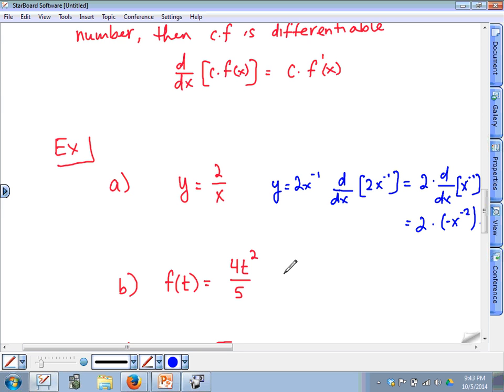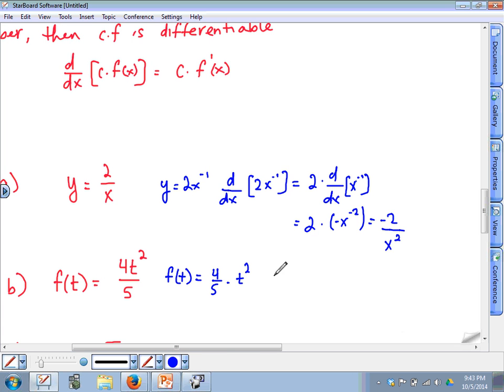Now for part B, maybe not as necessary, but I'm going to rewrite this slightly. F of t can be thought of as 4/5 times t squared, because you don't want to confuse this constant 4 as just the multiplier. It's really 4/5 as the multiplier. So when we're considering the derivative, f prime of t, we can take 4/5 out as a constant multiple, and then find the derivative with respect to t. So now it's d over dt, that means the derivative with respect to t of just t squared.